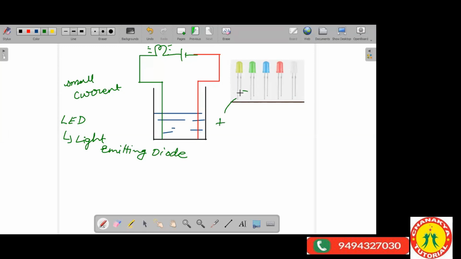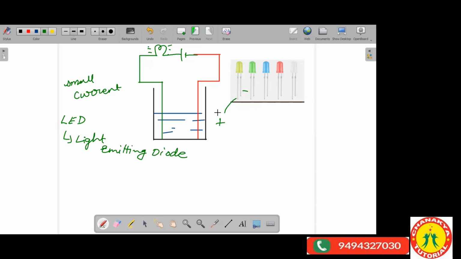So you need to connect the bigger one to the positive end of the battery and the smaller one to the negative end, and hence the LED will glow even if there is a small amount of current flowing through it. Okay. So we can make a tester using the LED.